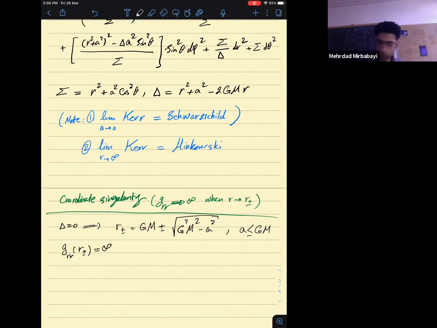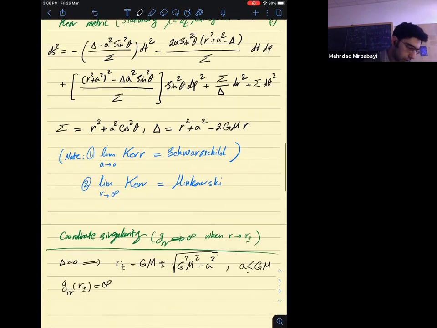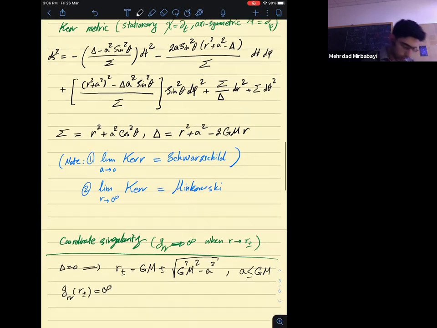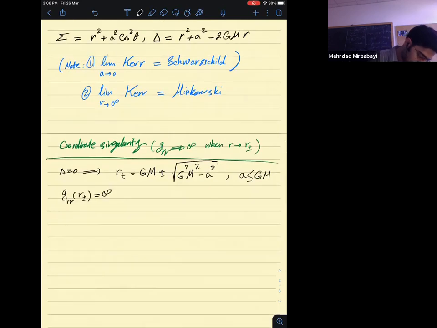Now, why do I call it the horizon? Let us consider the form of this metric near r equals r_plus. r_plus is the bigger solution of this equation, and consider timelike geodesics. So let us study the properties of the r equals r_plus hypersurface.